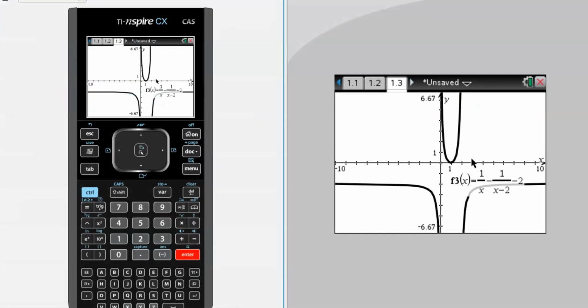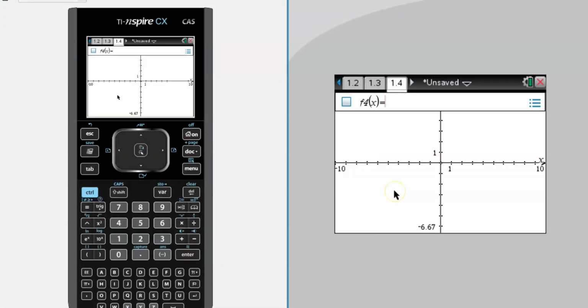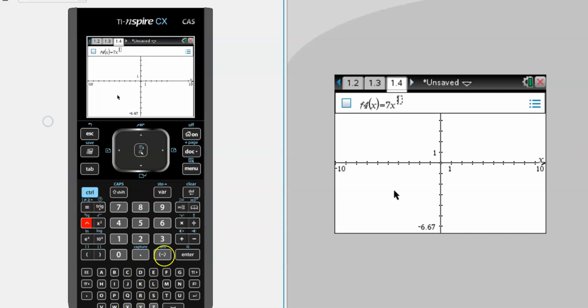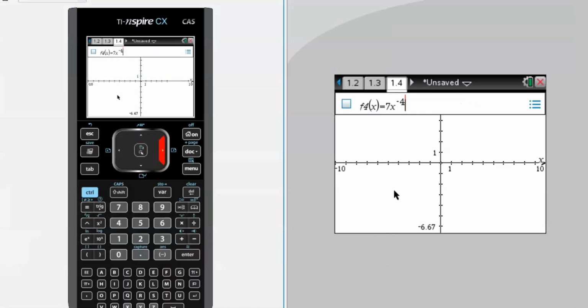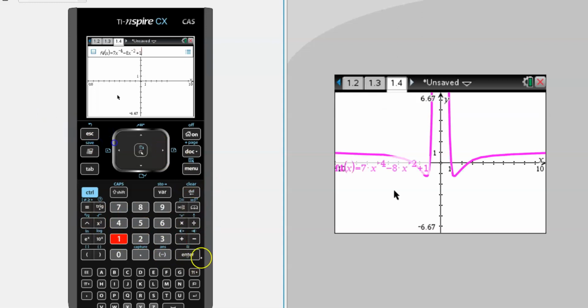7x to the negative 4th. So 7x, and if you want to make that a negative, I can raise it to the negative 4th, or you could rewrite it as the fraction like we did. And then what was it? Minus 8x to the negative 2. So raised to that, negative 2. And then it was plus 1. And this crosses, dang, at 1, 2, 3, 4 times.